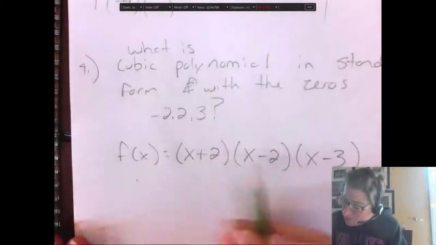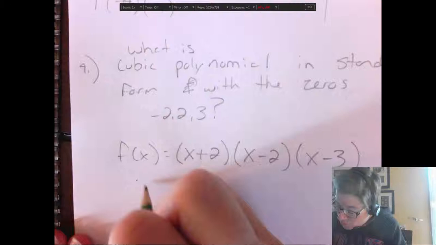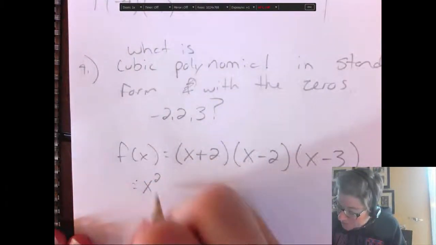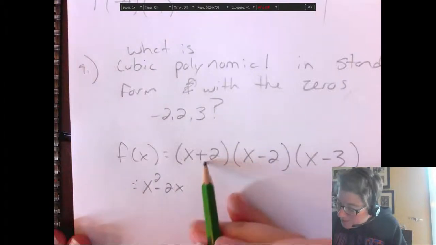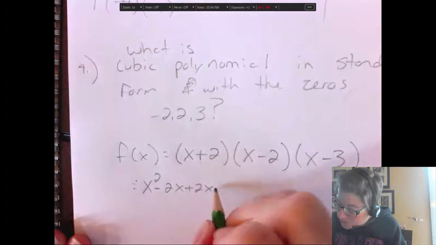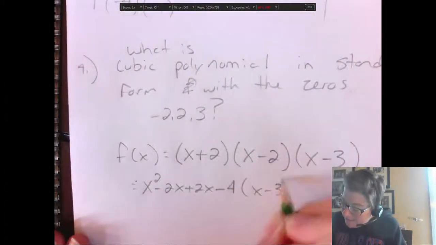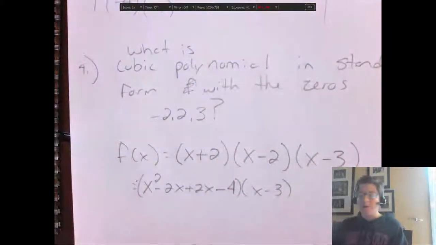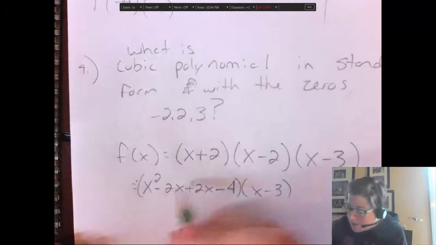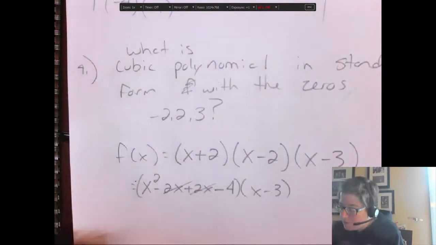So I'm going to start by multiplying the first two with FOIL. So x times x is x squared. x times -2 is -2x. -2 times x is positive 2x. Positive 2 times -2 is -4. And then we still have to multiply this by the other term there. So now we can see that these make 0, so I'm just going to cross them out because they added to 0, which is super helpful. Makes the problem actually way easier.